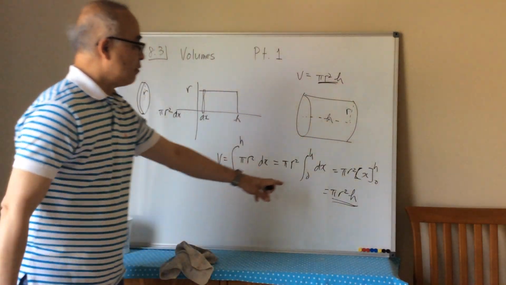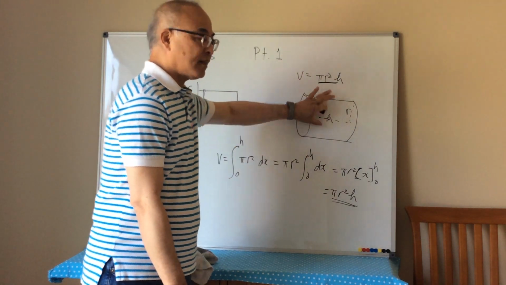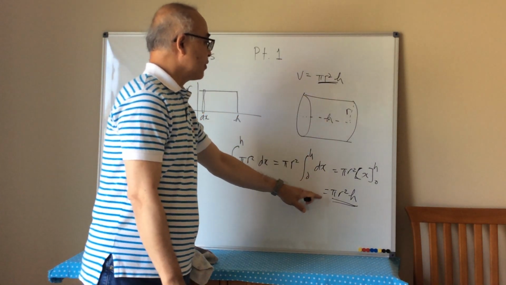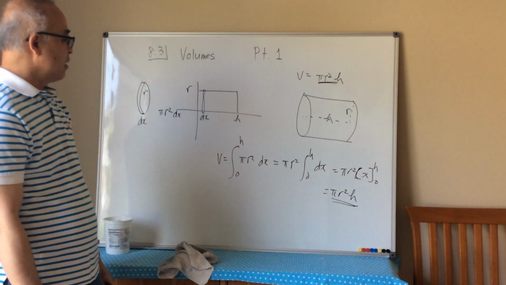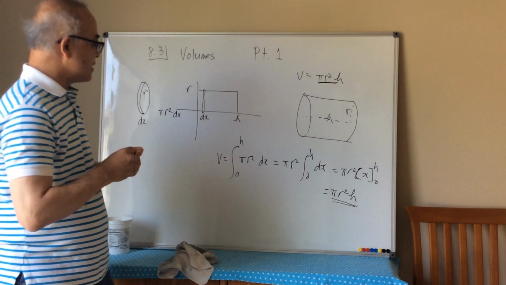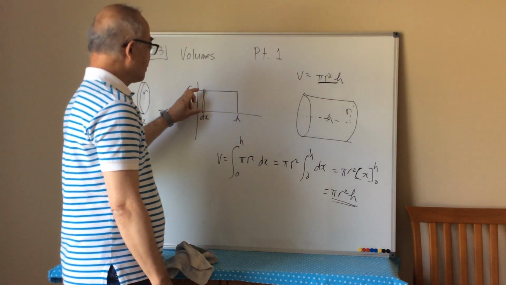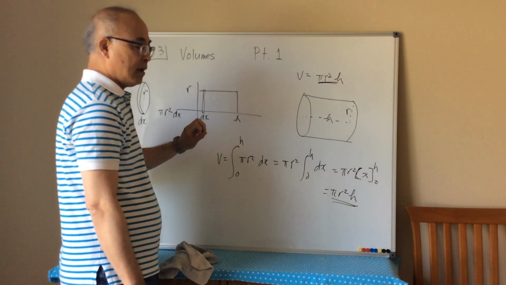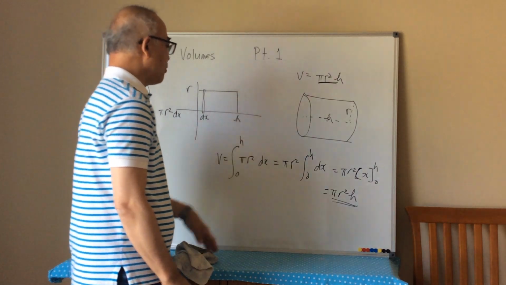It came out with the same answer, right? So now you know where this equation came from. Okay? So that was kind of simple, because as x goes from 0 to h, the radius actually stays the same, so there's not a whole lot going on here.